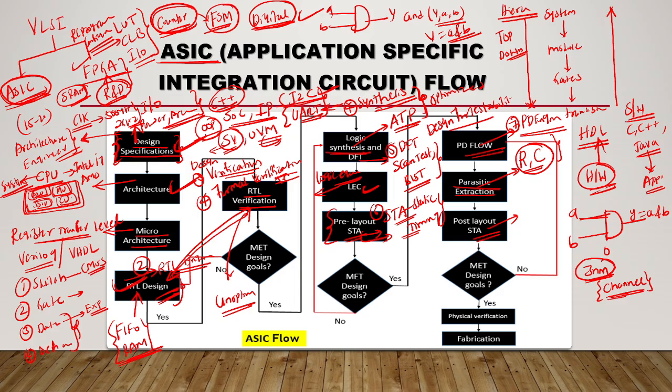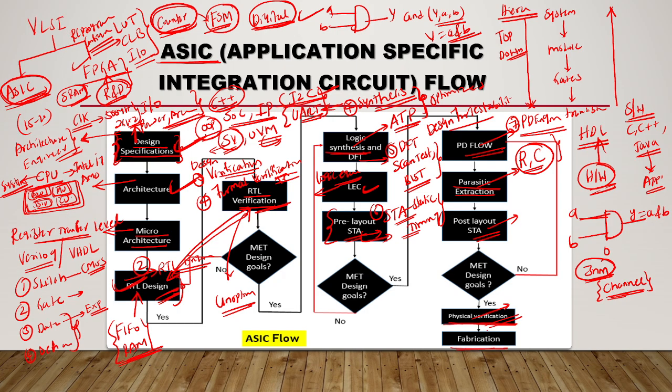And next, physical verification. Verification will be done in the front end, as well as after the PD flow, parasitic extraction, and post layout STA, verification is done in the back end also. This verification checks whether your chip is meeting the specifications or not, and they will check all the electrical, physical, and all those verifications. And fabrication.